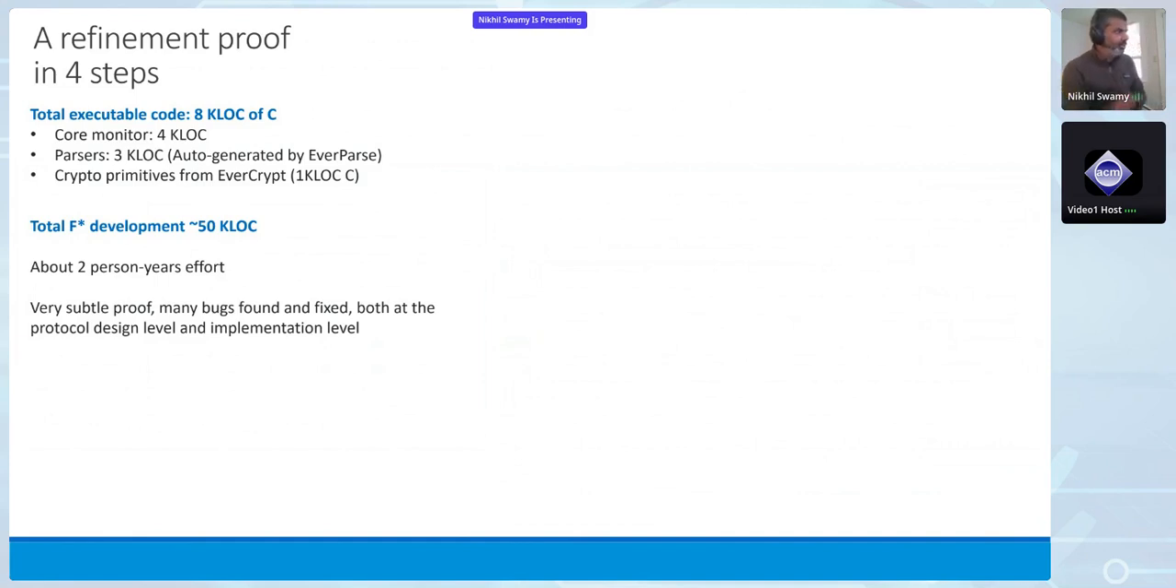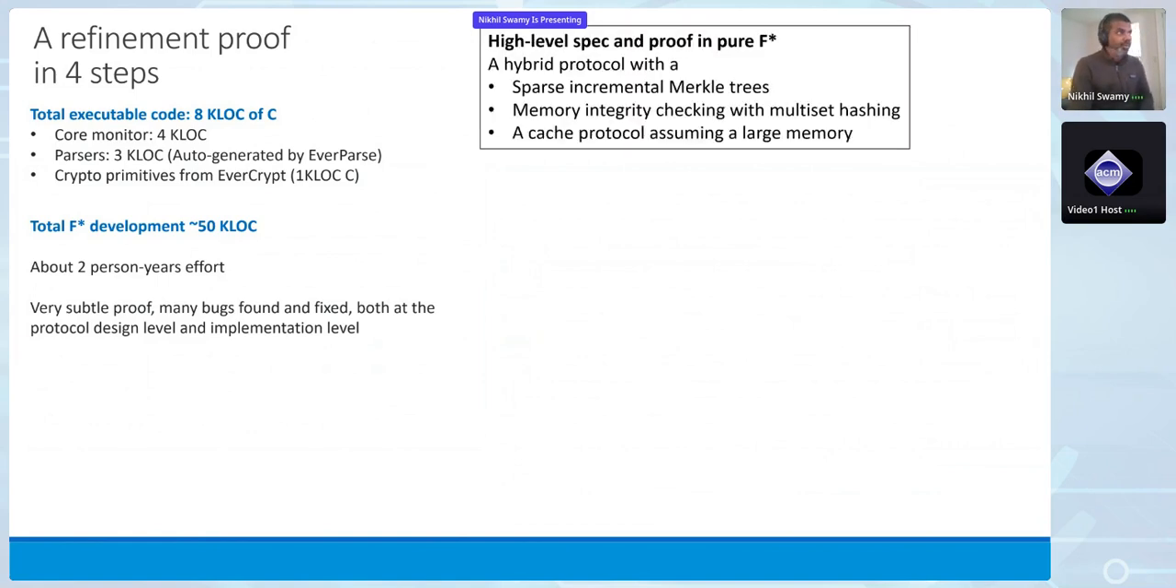It was quite a subtle proof, and we found and fixed many bugs, both in the protocol specification and in the implementation. We found some bugs in the prior unverified implementation of FastVer.